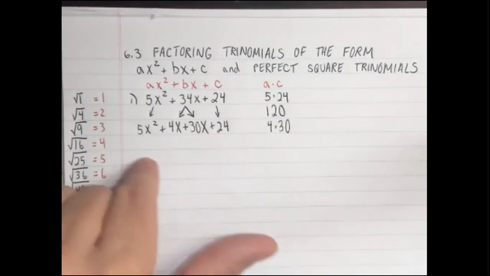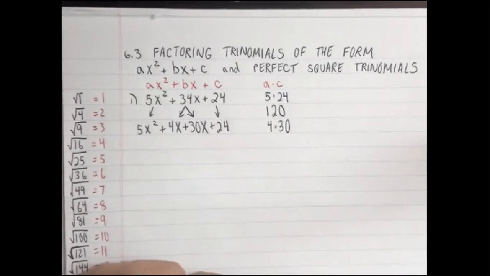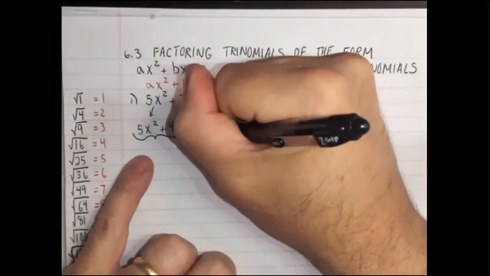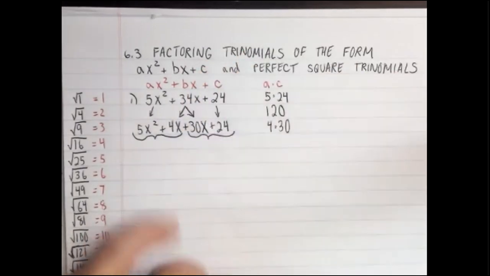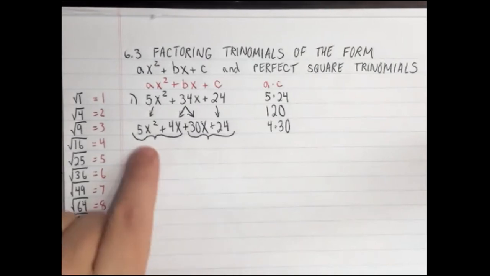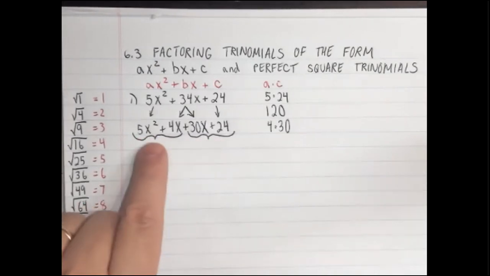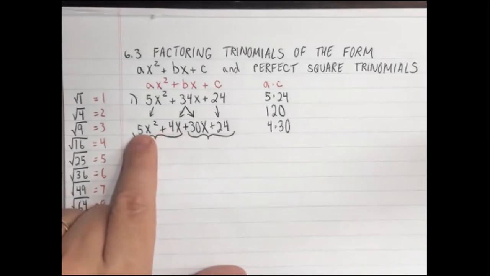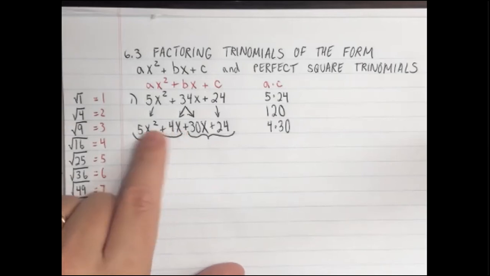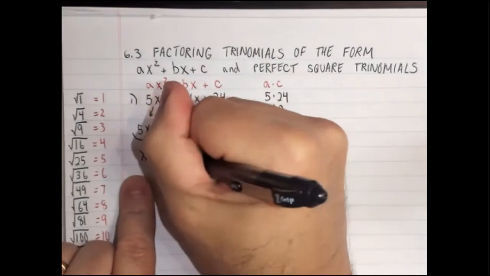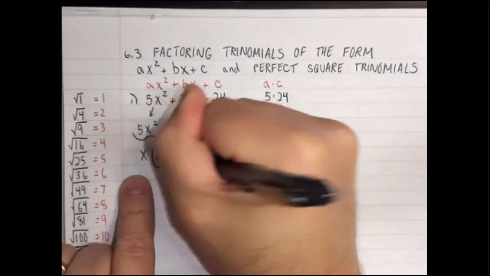Now that we've written it in 4 terms, we are going to use the grouping that we learned in 6.2. We group these and then factor out our GCF after we group them. Looking at the first group, my greatest common factor, looking at the coefficients, there's not a number I can pull out, but they each have an x. So I'm going to factor out an x, and I'm left with 5x plus 4.